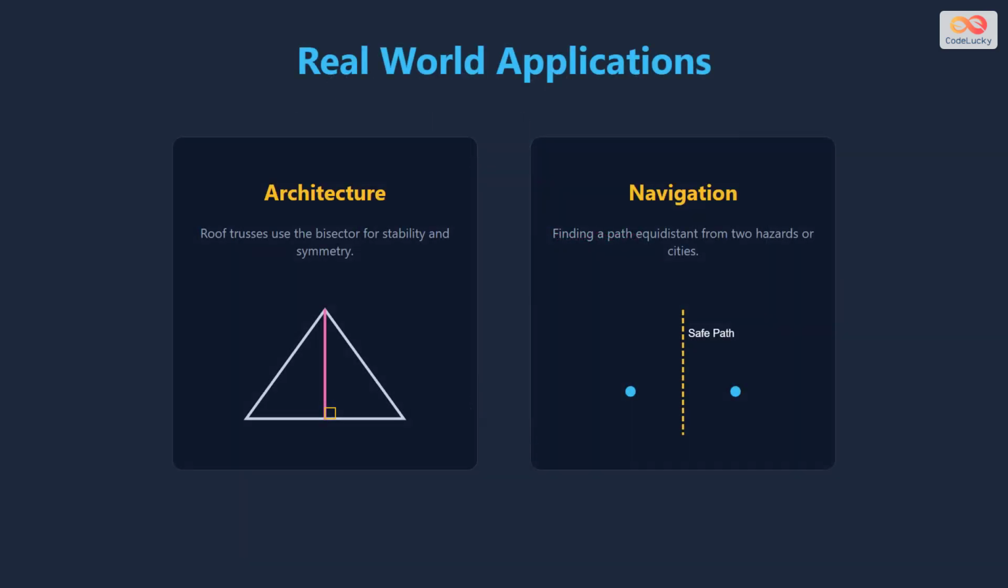We see this concept everywhere. In architecture, roof trusses use this geometry to distribute weight evenly. In navigation, if you want to stay a safe, equal distance between two obstacles, you travel along the perpendicular bisector.